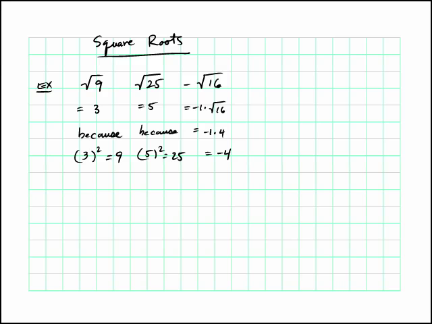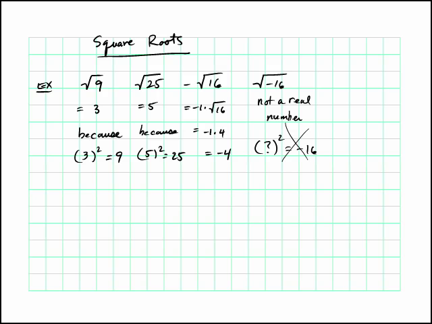Compare that to square root -16. Now, what number can you think of when you square it is going to give you -16 back? Well, there is no such number, no real number that does that, because anytime you square a real number, you're going to get a positive answer. So there's no answer to that. And so what we're going to say here is that this is not a real number.